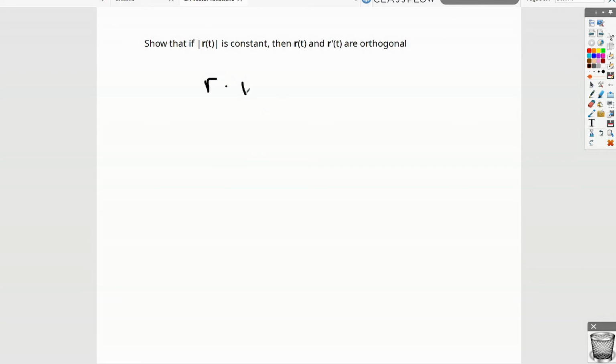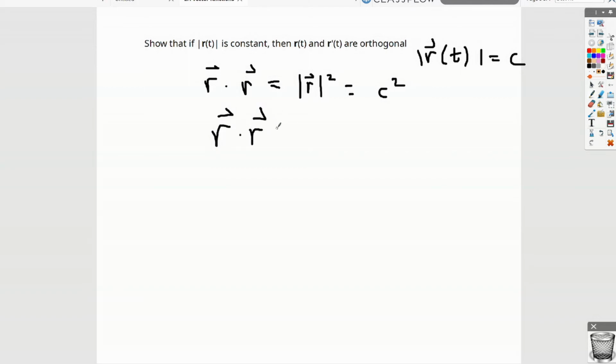So we know that r dot r, this is the textbook way, is equal to the magnitude of r squared. And I'm not gonna lie, I looked in the textbook to find this way, right? If the magnitude of r of t was equal to c, then this would be c squared. So since this is c squared, we can just remove the intermediary step. We can do r dot r equals c squared. Now differentiate with respect to whatever variable you want. I'm going to differentiate with respect to t.